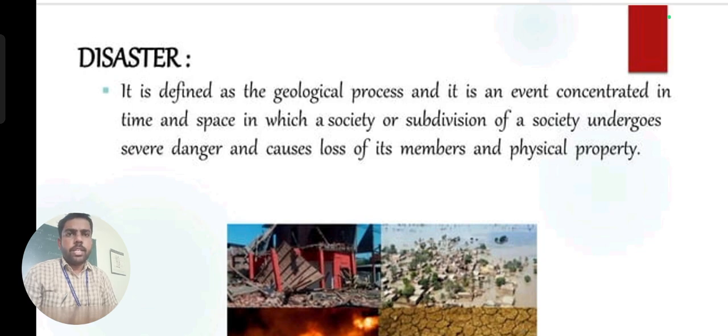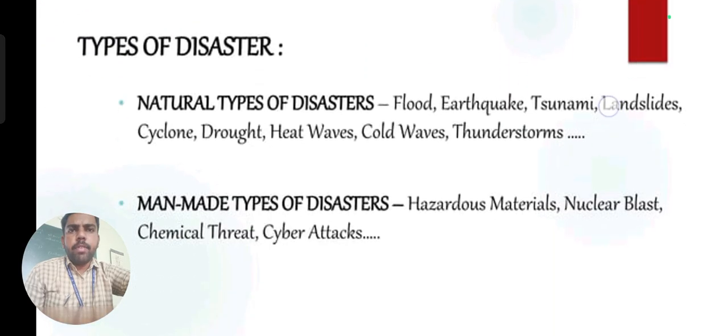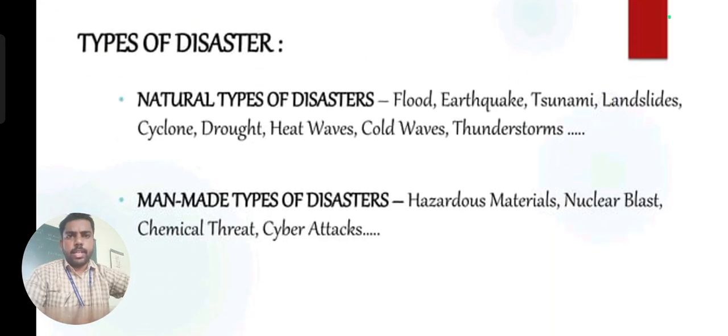It is concentrated in time and space, in which a society or subdivision of a society undergoes severe danger, and it causes the loss of its members and physical property. This type of disaster mainly occurs in two types: one is natural disasters and one is man-made disasters.